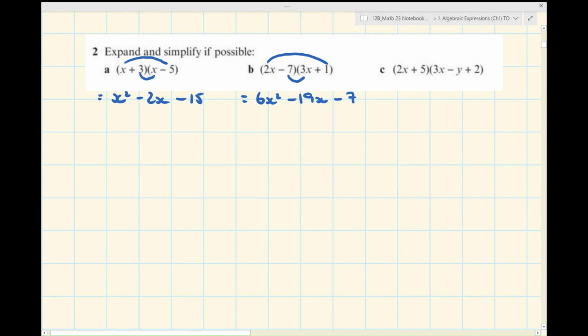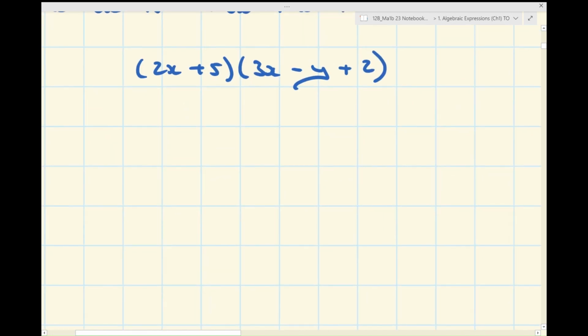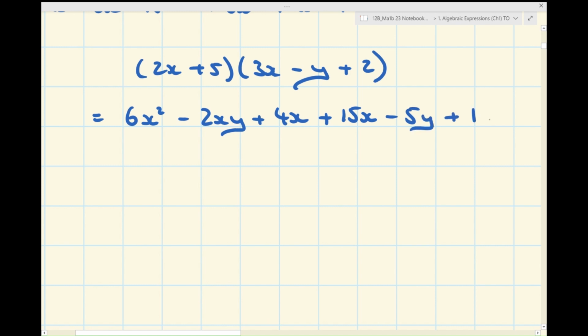That's the end. And part C here, let's write this here, 2x plus 5, lots of 3x, minus y plus 2. The first thing I'm going to do is 2x lots of the second bracket. So I'm looking at the second bracket and I'm multiplying each term by 2x. 6x squared minus 2xy plus 4x. Now I'm going to do 5 times the second bracket. So I'm looking at the second bracket. I'm going to multiply every term by 5. 5 times minus y and 5 times plus 2.